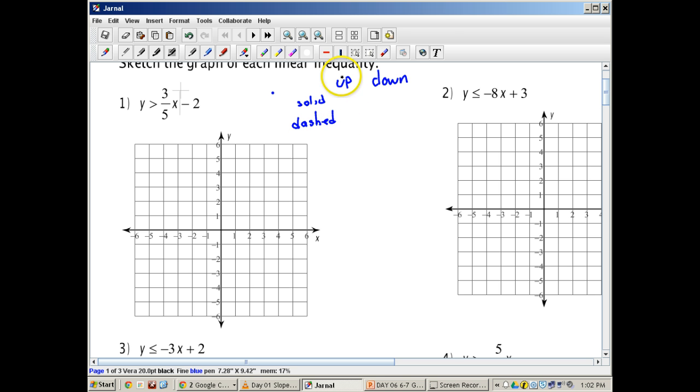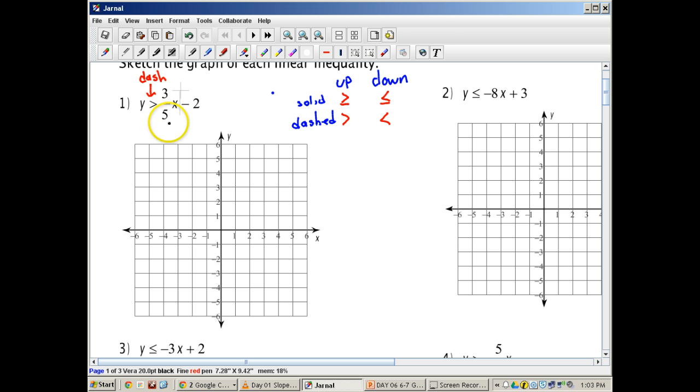So which one is solid and shaded up? Okay, greater than or equal to. Shaded up and dashed, just greater than. Shaded down and solid, less than or equal to, and just shaded down, less than. So while you start this, you already know that that should be a dash for sure.